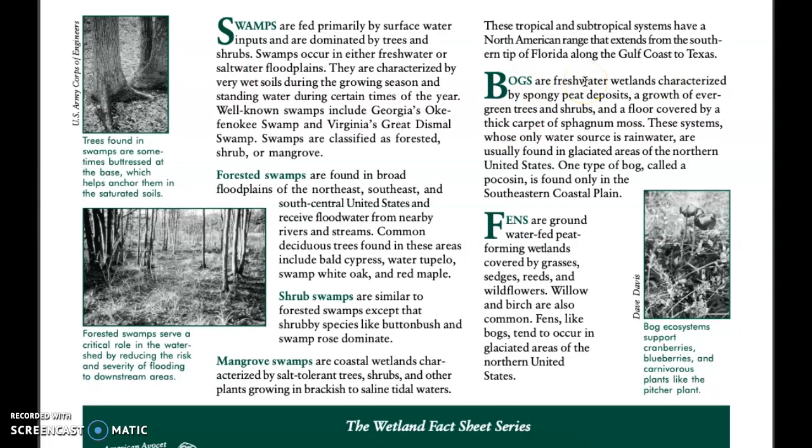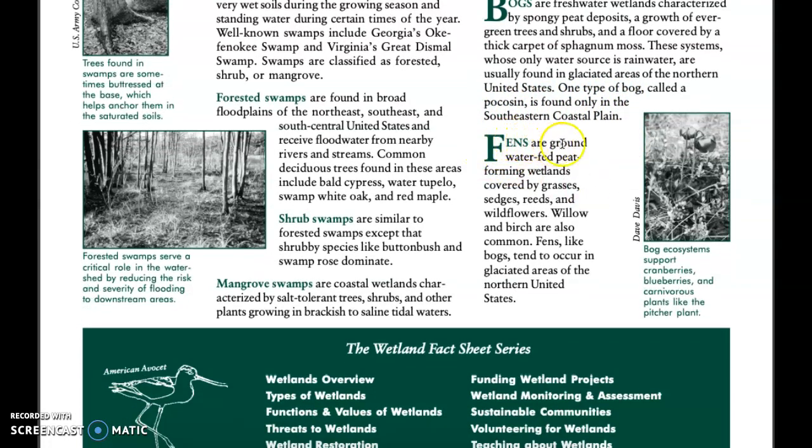Bogs are freshwater wetlands characterized by spongy peat deposits, a growth of evergreen trees and shrubs, and a floor covered by a thick carpet of sphagnum moss. These systems, whose only water source is rainwater, are usually found in glaciated areas of the northern United States. One type of bog, called a pocosin, is found only in the southeastern coastal plain. Fens are groundwater-fed, peat-forming wetlands covered by grasses, sedges, reeds, and wildflowers. Willow and birch are also common. Fens, like bogs, tend to occur in glaciated areas of the northern United States.